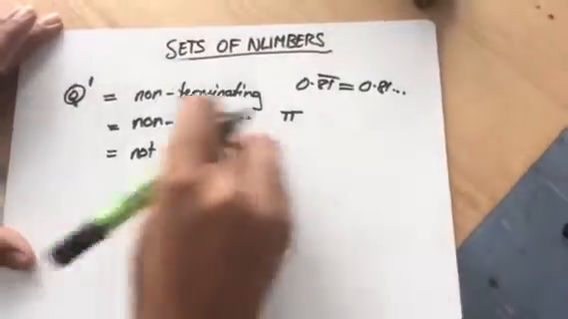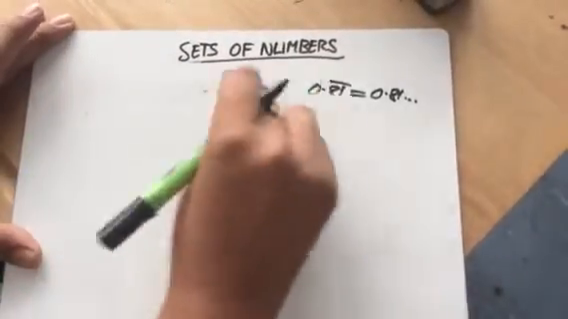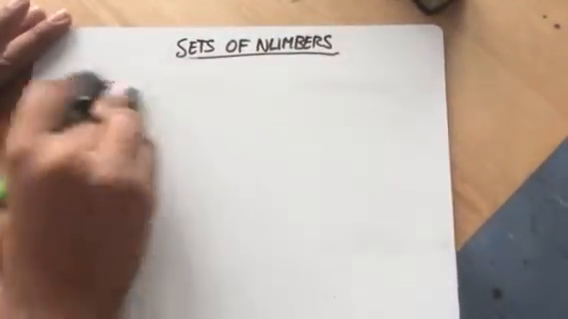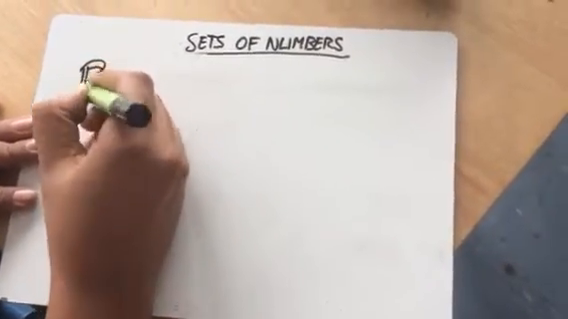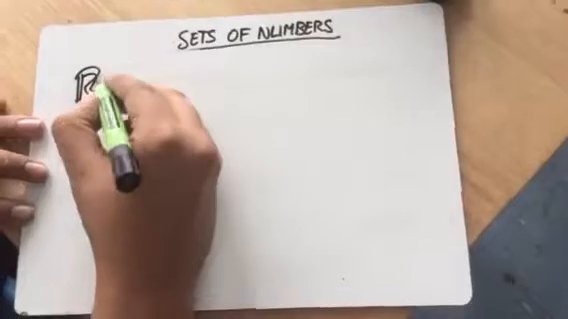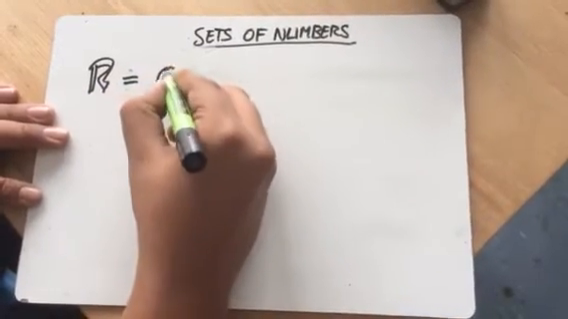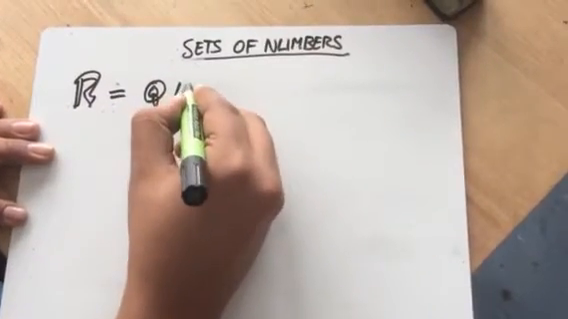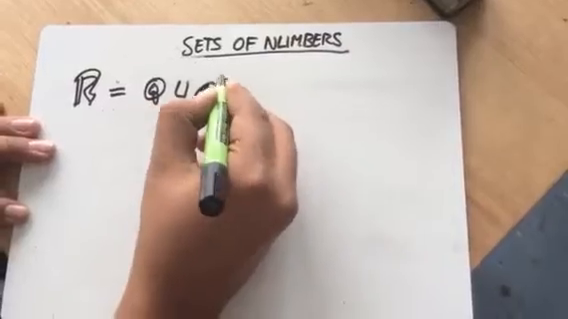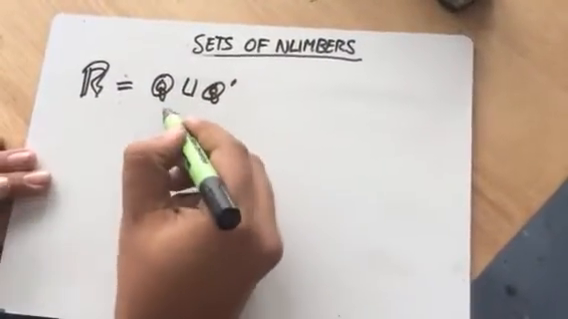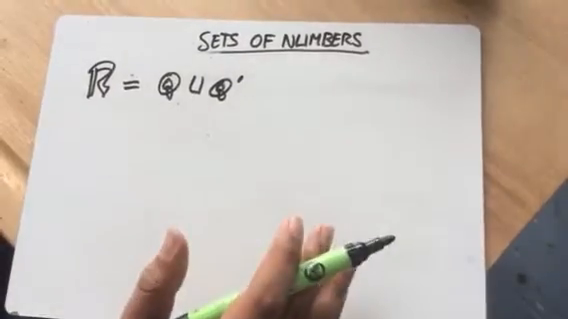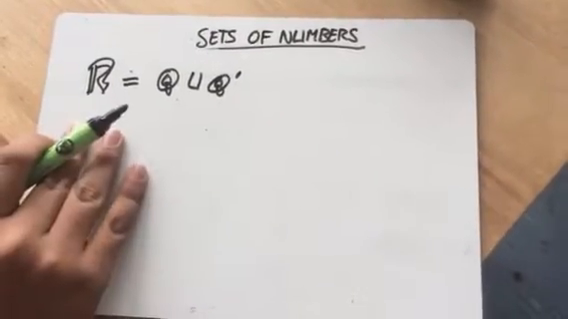Finally is the last set of numbers known as real numbers. These are all the numbers used in daily lives, and that's shown with the letter R, double-lined. R is defined as the union of Q and Q dash, and union just means combining the elements of both sets. So that's all rationals and all irrationals put together gets you real numbers.